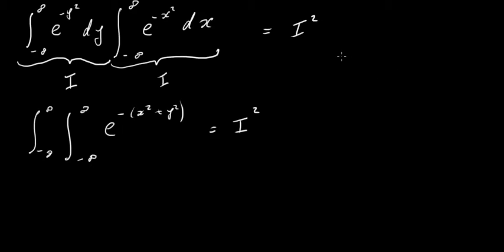Remember what we originally started with was I is equal to the integral from minus infinity to plus infinity of e to the power of minus x squared dx. This is what we want to evaluate, and we said that was equal to the square root of pi. So what we've discovered is that this other double integral happens to be I squared. So let's have a look at this and see if we can do something with it that will allow us to evaluate this original integral.